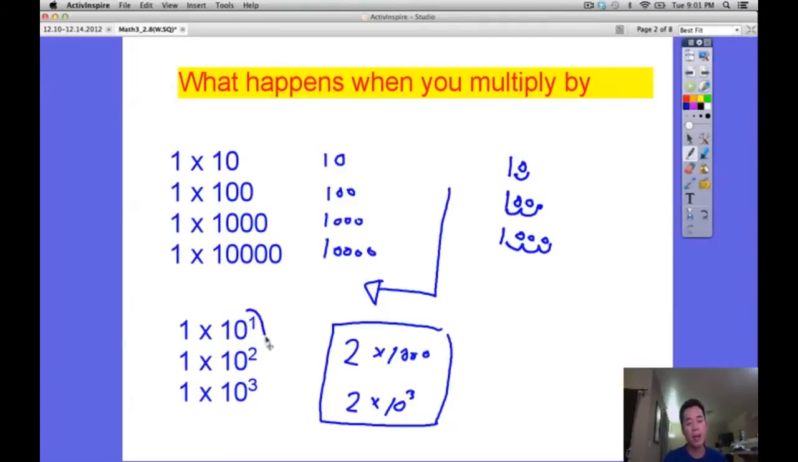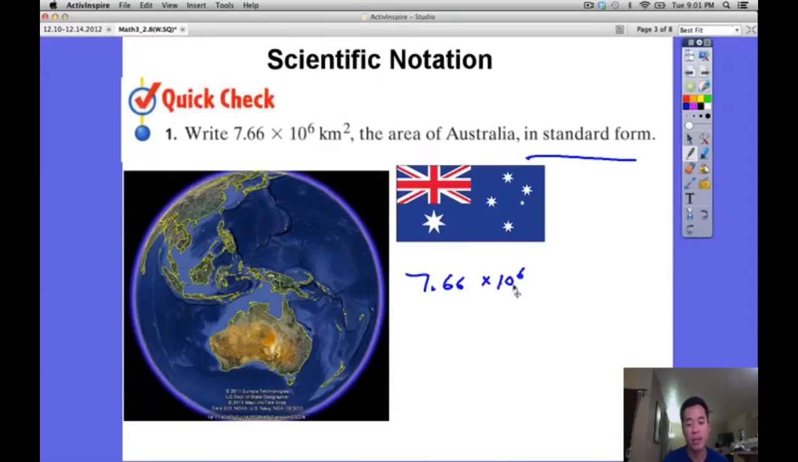So when you have a positive exponent with a base of 10, that tells you to move the decimal that many times to the right. In this case, I need to move the decimal 6 times to the right. So write 7.66, and move your decimal 6: 1, 2, 3, 4, 5, 6, and put my decimal right there.